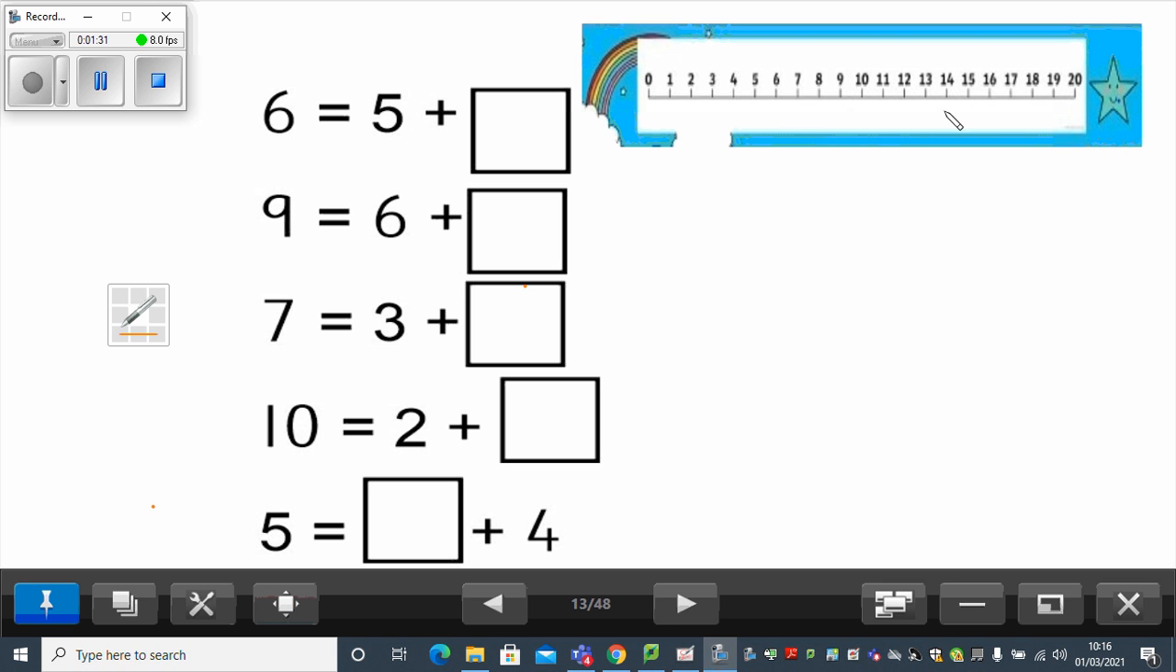Now, I put a number line here to help you. You could draw your own and work out the missing numbers. So remember, the first numbers are your whole number, they're your answers. So that is the answer you're going to get when you finish counting up your number line. So have a look at the parts that you've already been given and see if you can work out what the other part will be to make the whole number. Okay, pause the video, have a go, and then we'll go through them together.